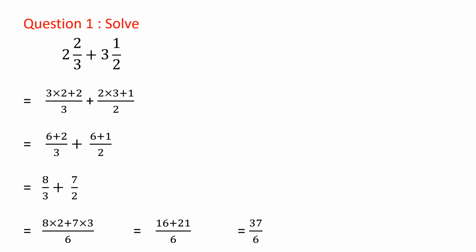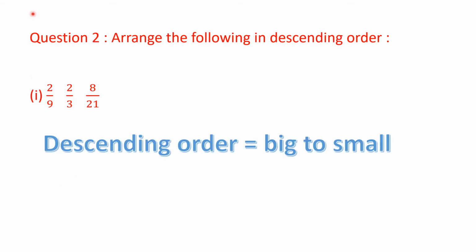Now let's look at the next question. Okay, now in this question, we are told to arrange the given fractions in descending order, right? So what is descending order? Descending order means to arrange it from big to small, right?